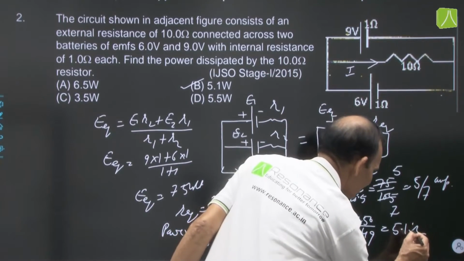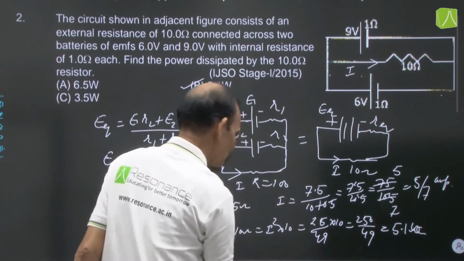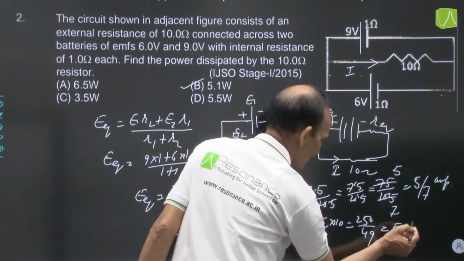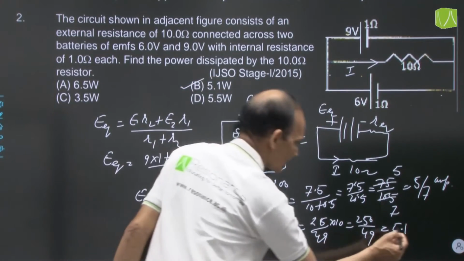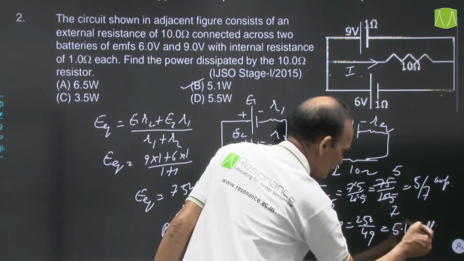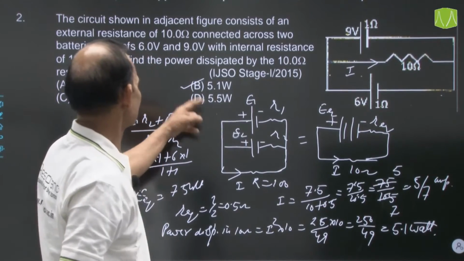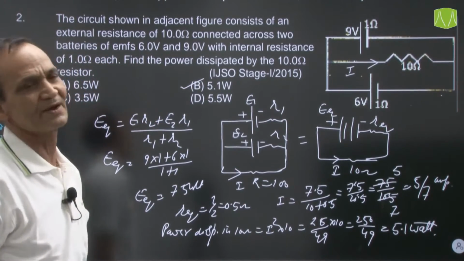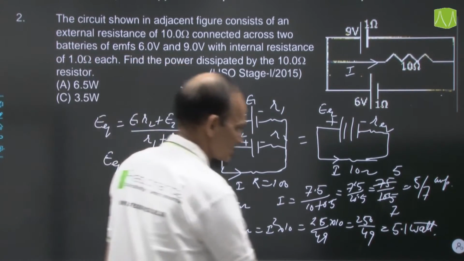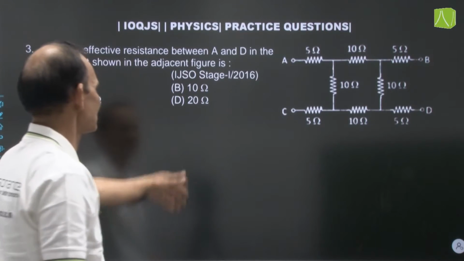Power is what? This will be the power dissipated, so it is given as 5.1 watt. This was question number 2. Now look at question number 3. Question 3 is this one.